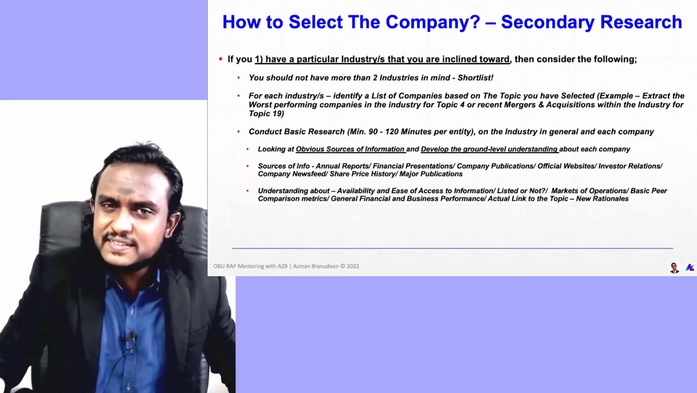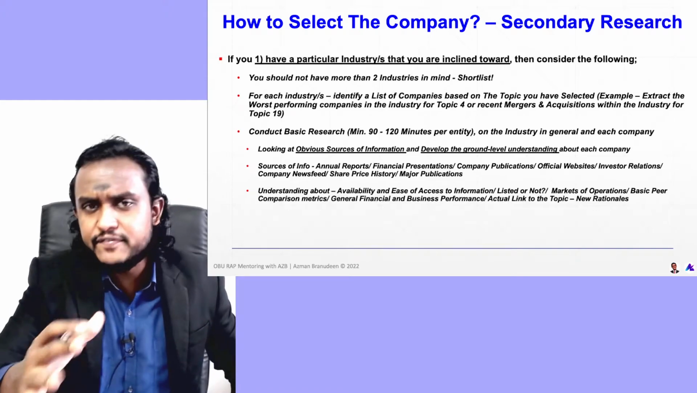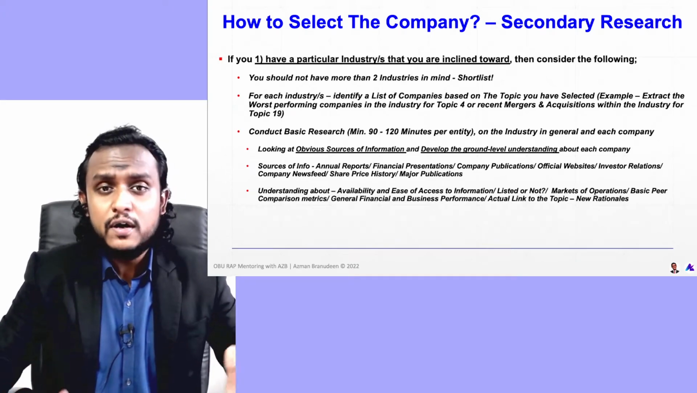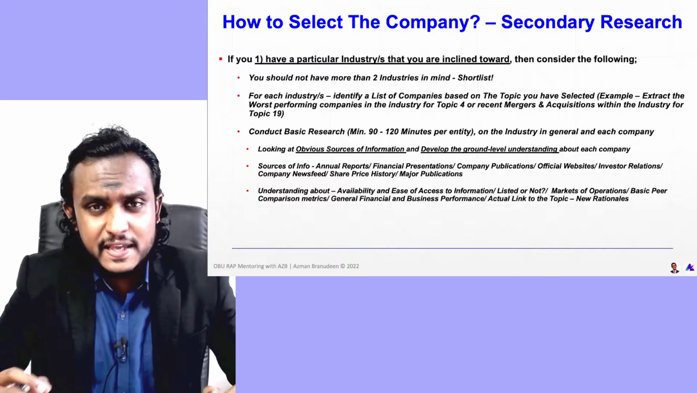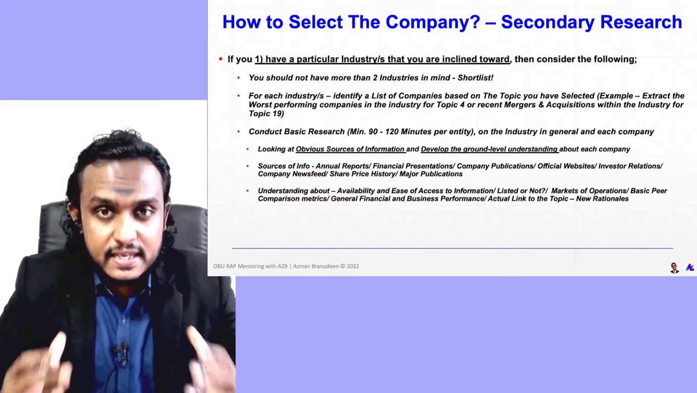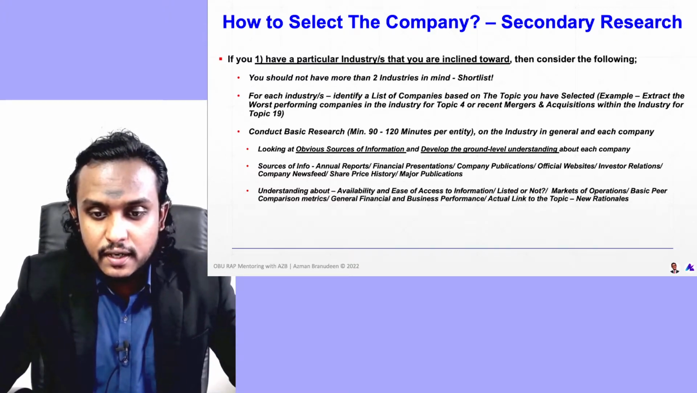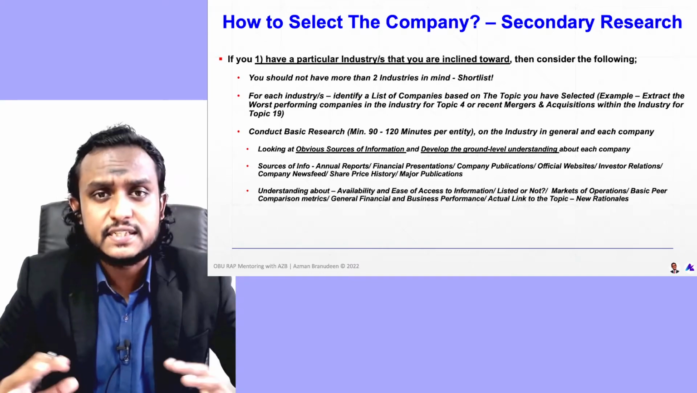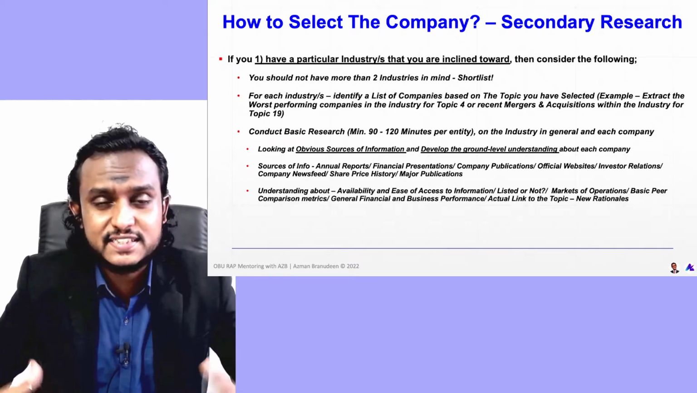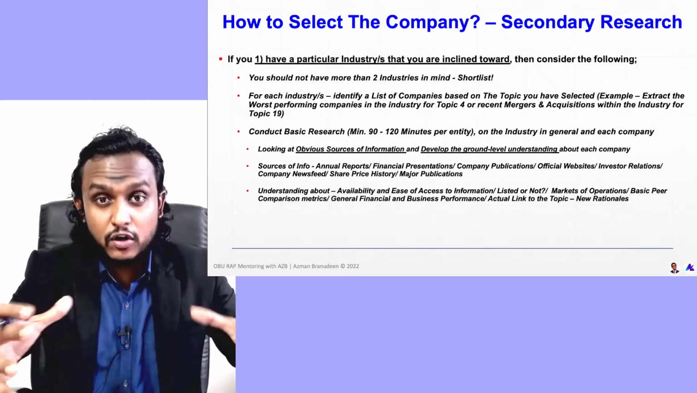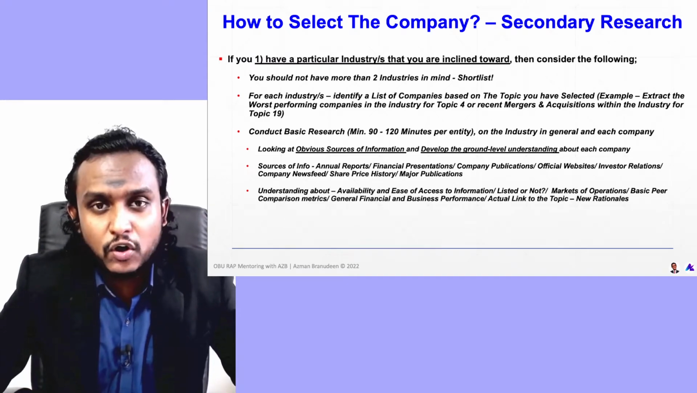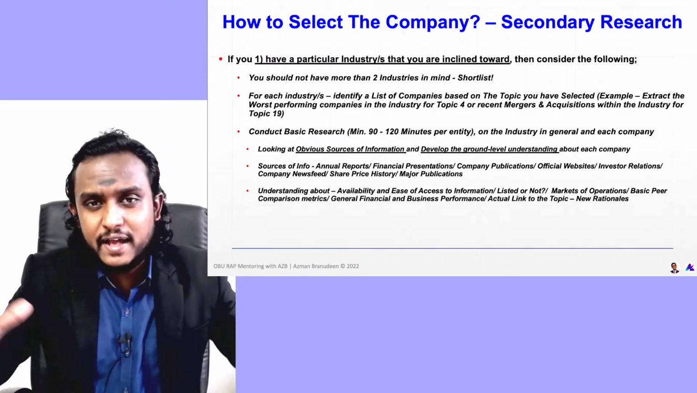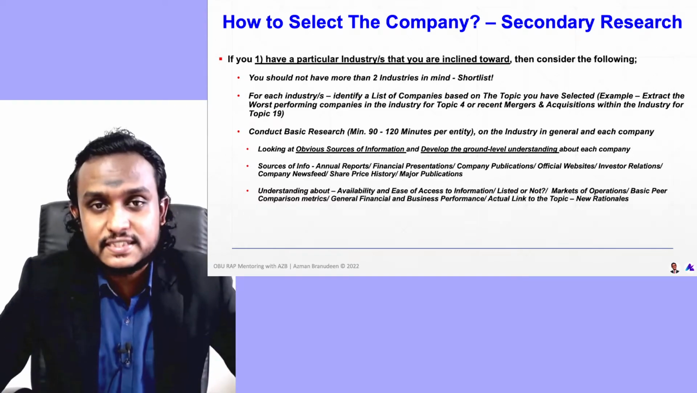Is this company very elusive, where it's very difficult to find information about them, or is it a company which has easily accessible information? Whether it's listed or not, markets of operations, where does it operate? Is it a global company? Is it a multinational at a different scale? Is it a conglomerate business or not? What kind of expansions, what kind of diversifications does it have?